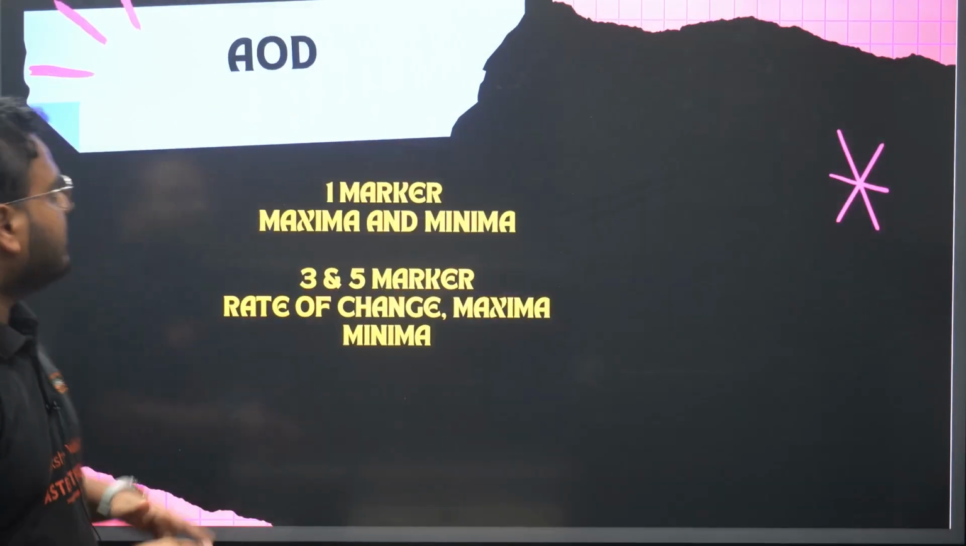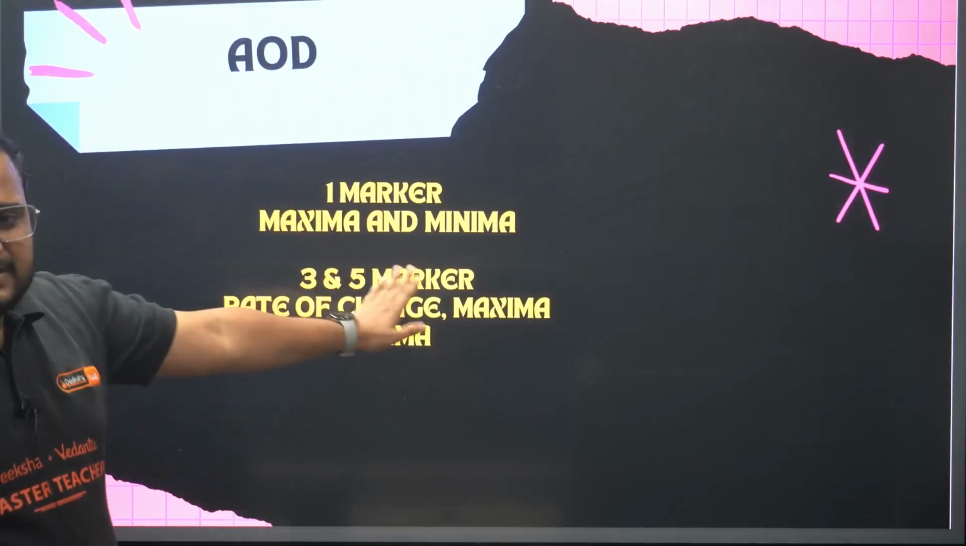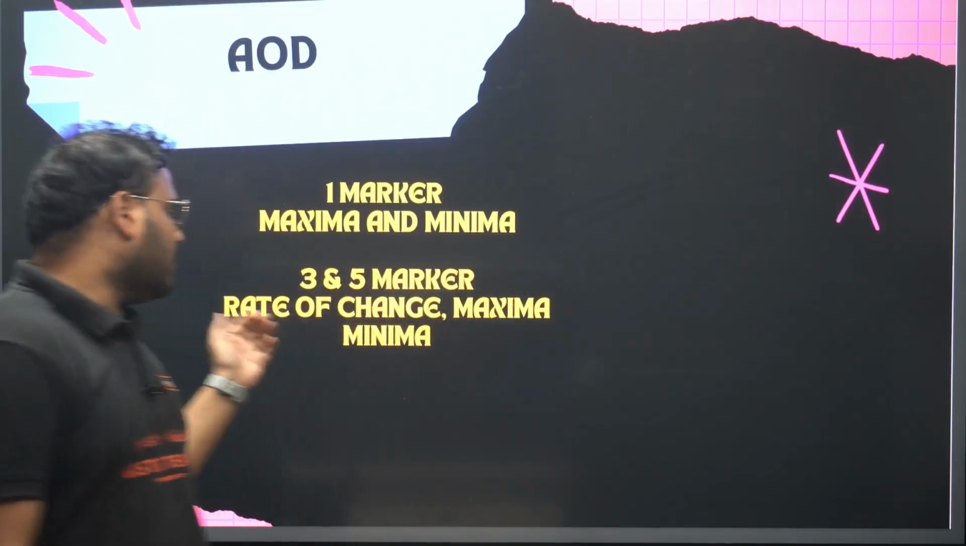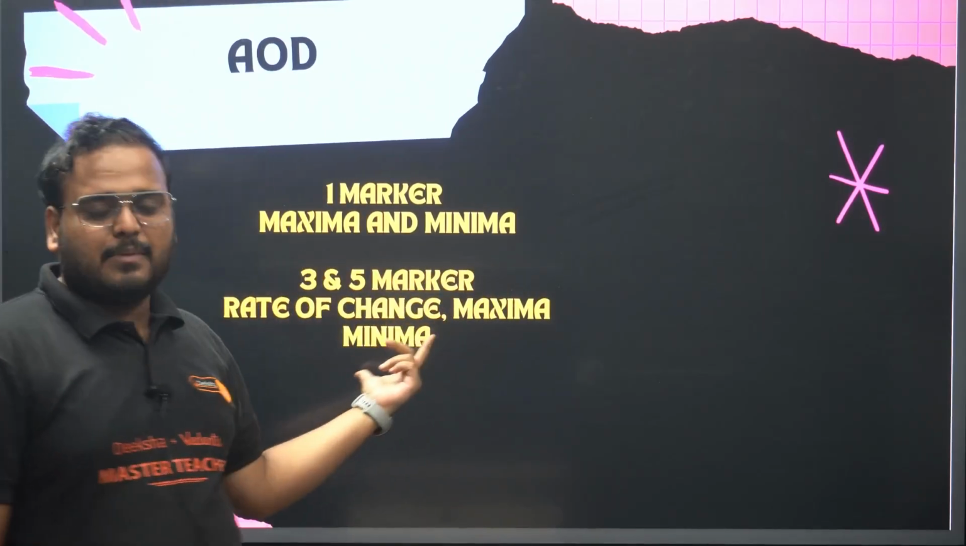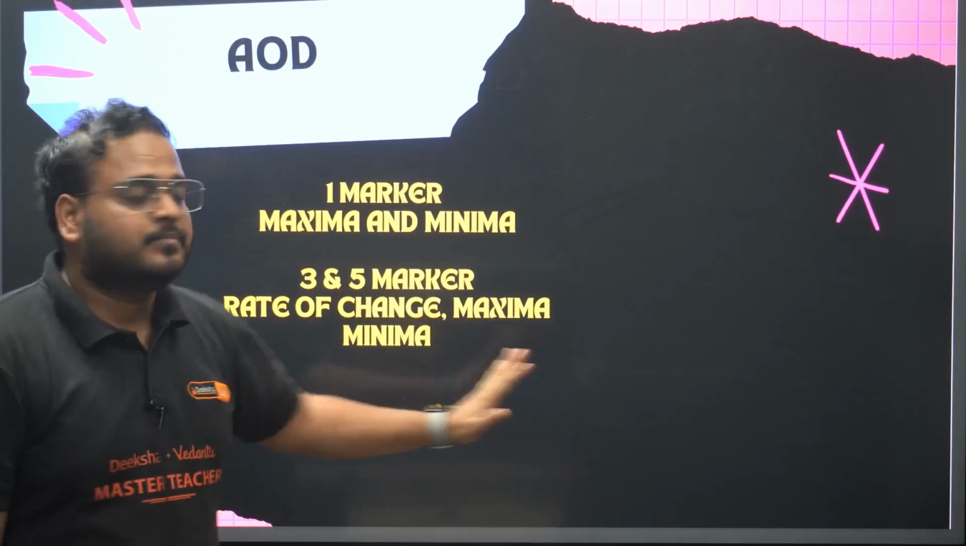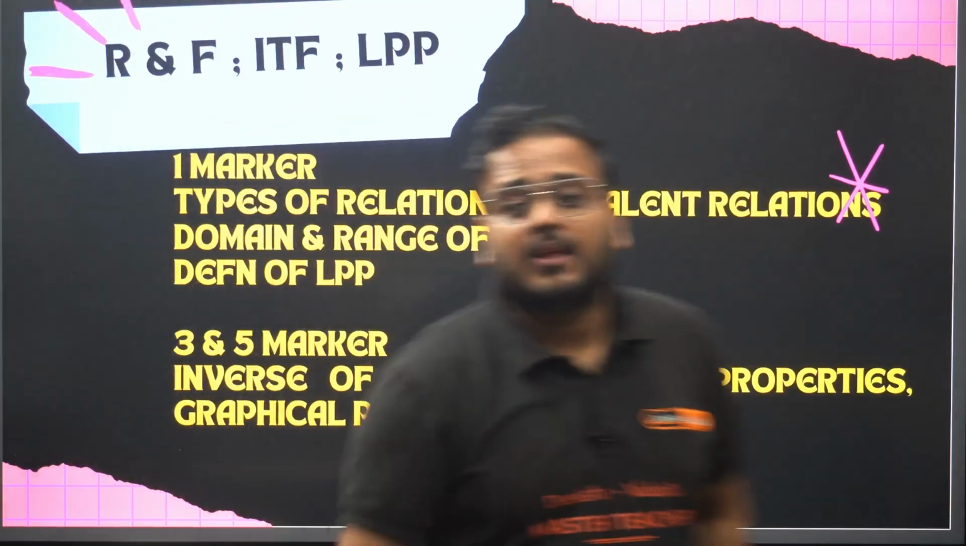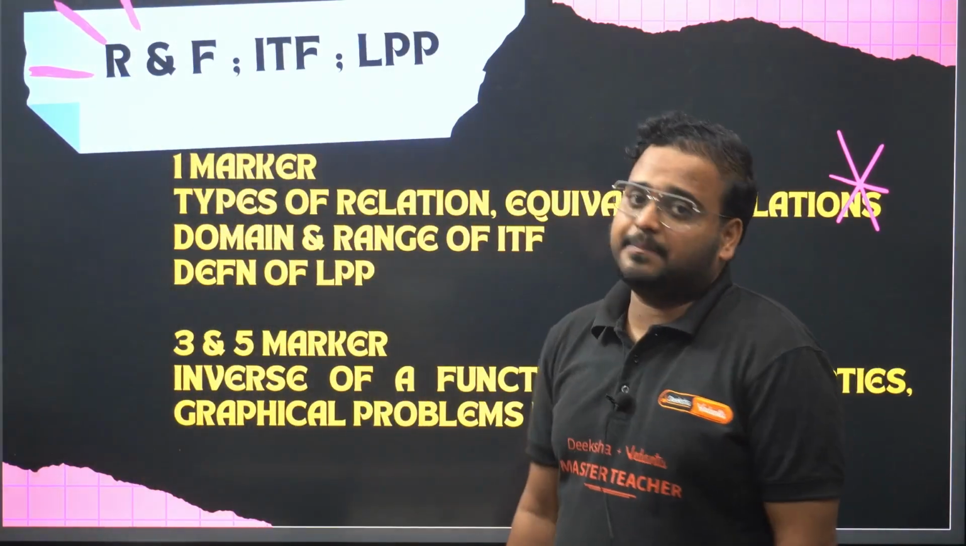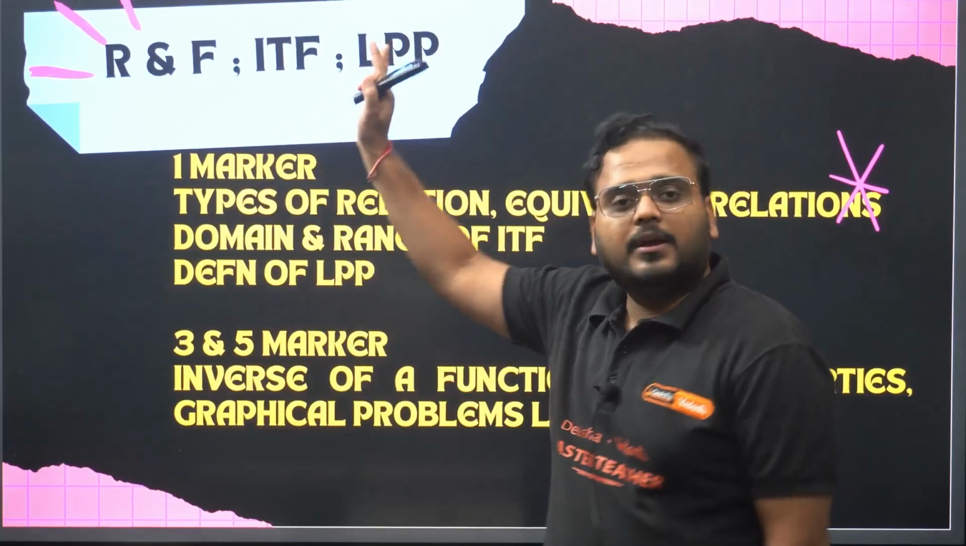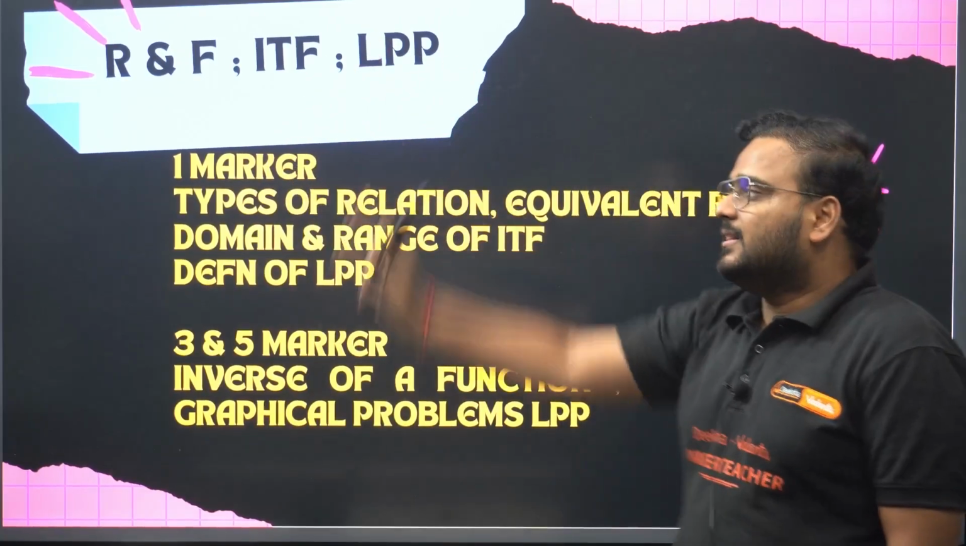Moving on, we have AOD. 1 marker, maxima minima questions. In 3 and 5 markers, rate of change and maxima minima questions can be asked over here. Next we have RNF, ITF and LPP: relations and functions, inverse trigonometric functions and linear programming problems.